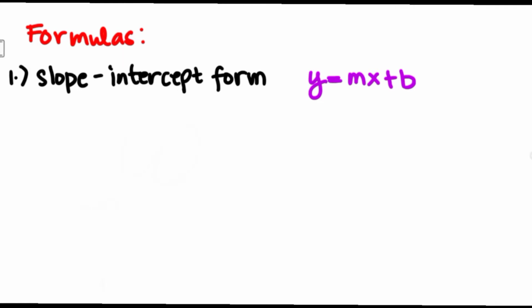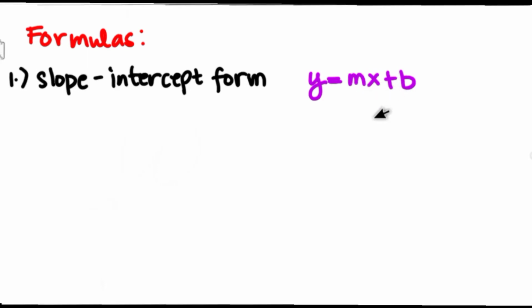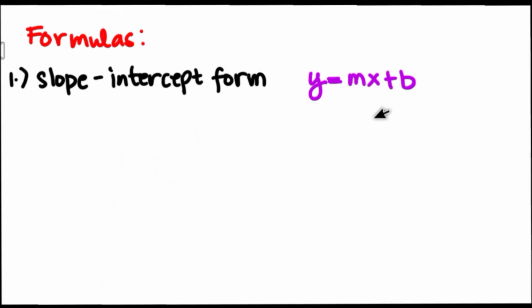So, in finding the equation of the line, pwede natin itong gamitin itong unang formula, the slope-intercept form, wherein y is equal to mx plus b. So, kung meron tayong given na slope at y-intercept, ilalagay na lang po natin dito sa equation na to. And then, yun na po yung equation of the line.